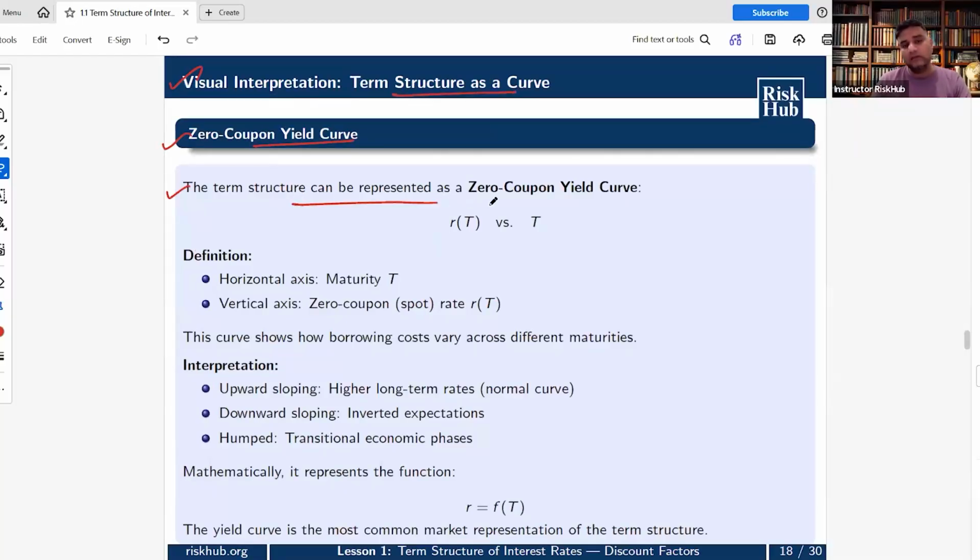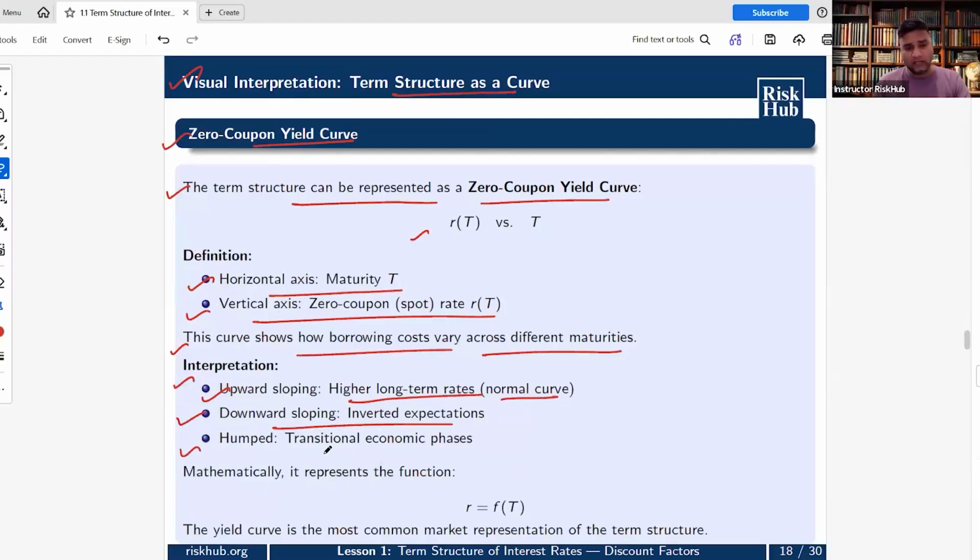The term structure can be represented by the zero coupon yield curve. Definition: the horizontal axis is maturity, the vertical axis is the zero coupon spot rate, R(T). The curve shows how borrowing costs vary across different maturities. Interpretation: upward sloping means higher long-term rates, a normal curve; downward sloping is inverted, reflecting expectations of transitional economic phases. Mathematically it represents the function R equals f(T). The yield curve is the most common market representation of the term structure, right?